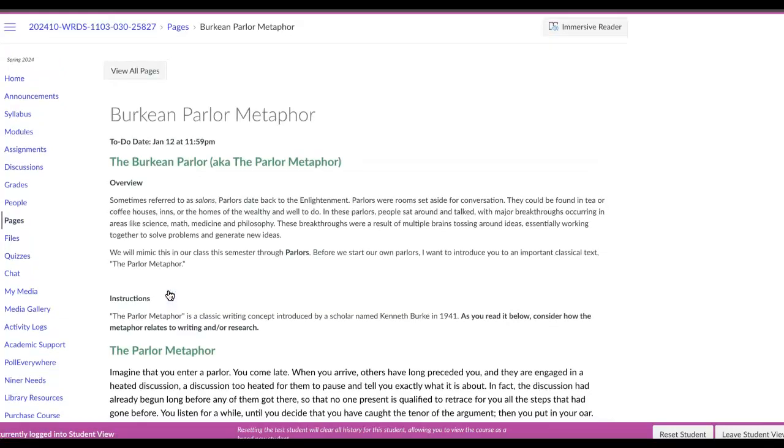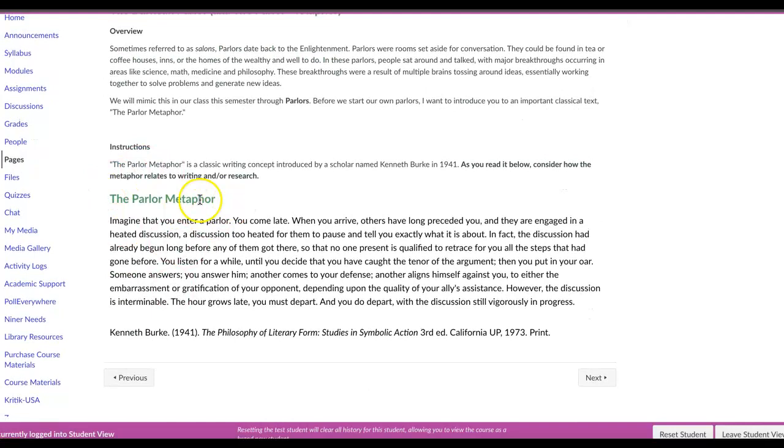As you'll see, this is the actual metaphor here. And I give you some context for why we are reading this. But just know this parlor metaphor is a famous metaphor that acts as the foundation for the way we approach research and writing in the course. So it's really, I think, helpful to understand this and think of it as the foundation for the course.